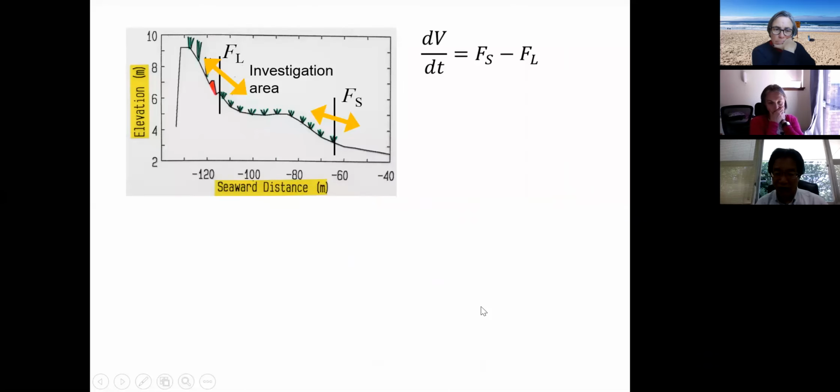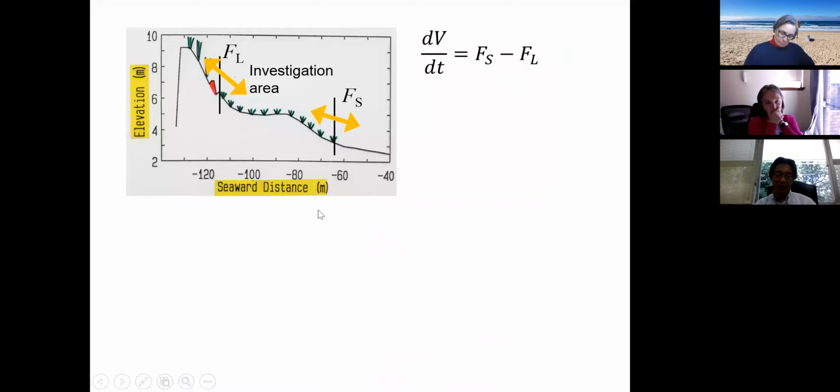From now on, I'd like to explain how to estimate the volume change in the investigation area. Here is the investigation area, here is the seaward boundary, and here is the landward boundary. The volume change of the backshore is estimated from the difference between the volume flux at the seaward boundary and the volume flux at the landward boundary.